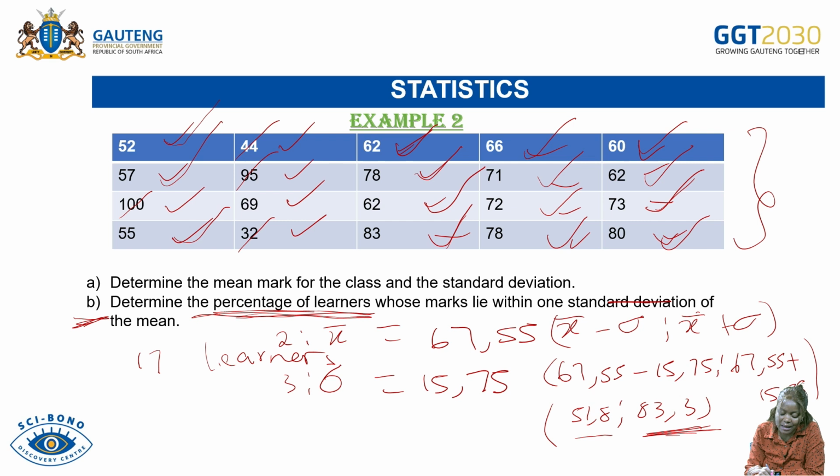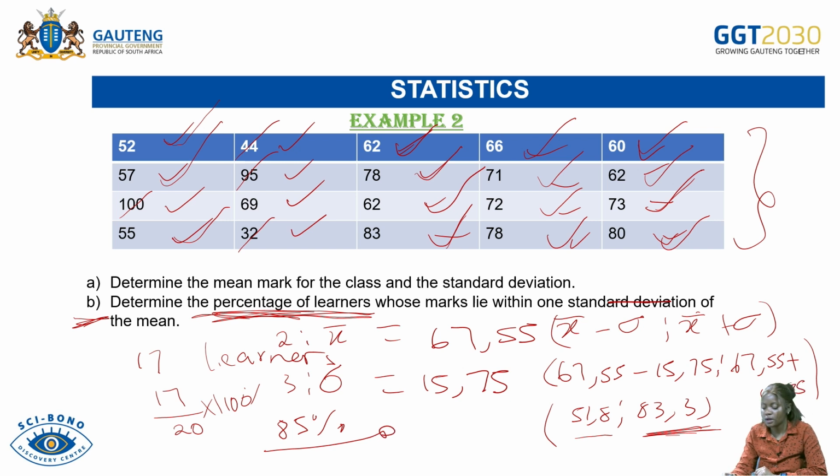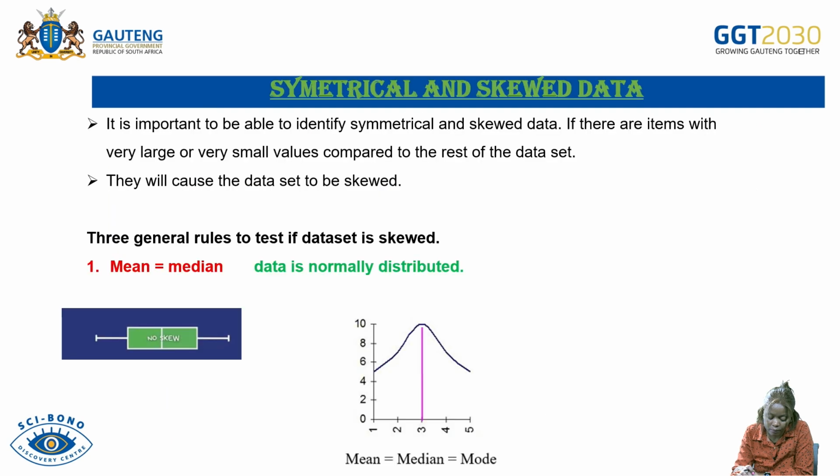But now they said I must find the percentage of learners. So for you to find the percentage, you say the number of learners that fall within 1 standard deviation, and you divide it by the total number of learners. How many learners do we have there? They are 20, and then to find the percentage, you say times 100%. So it means you will get 17 divided by 20, and then times the 100, you will get 85%. Okay? Let's move along.